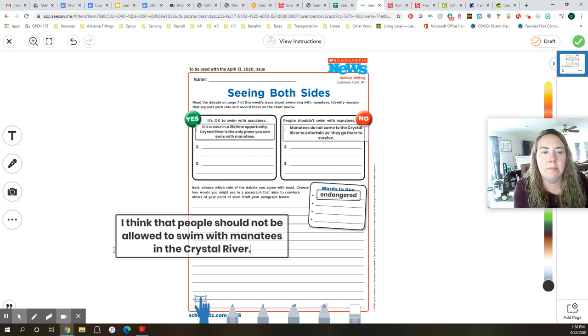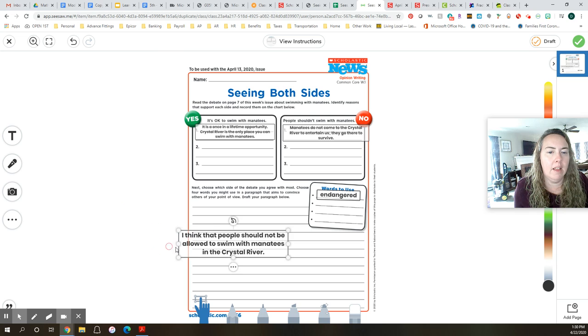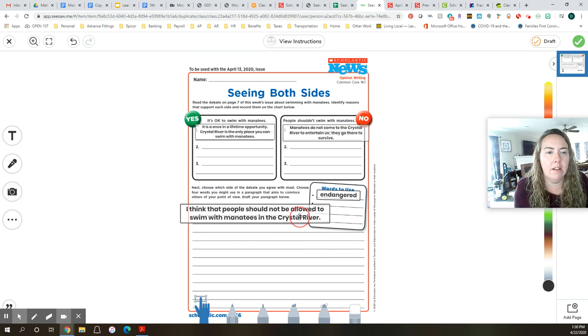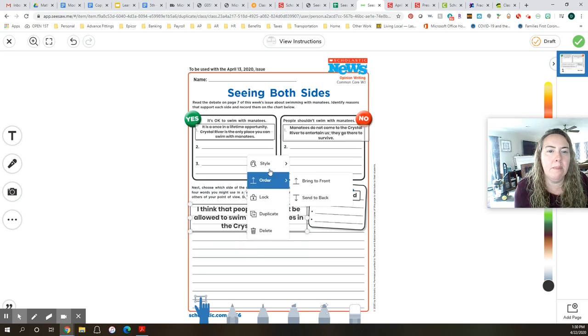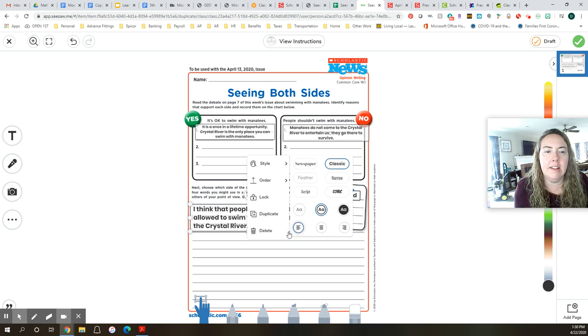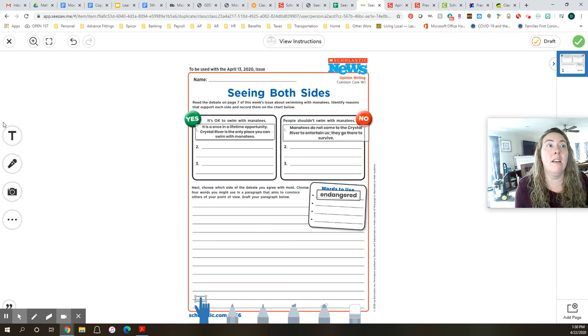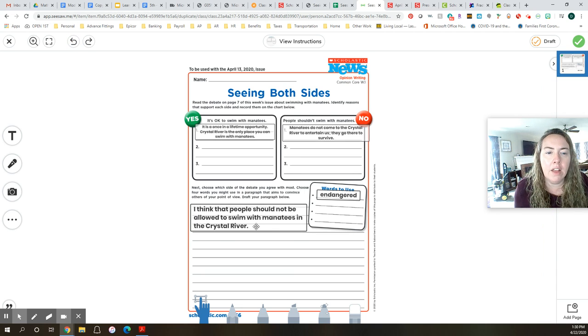Oh my gosh, look at that beautiful sentence. It's a good, complete thought. Starts with a capital letter, ends with a period. Love it, love it, love it. Definitely fifth grade looking material. All right. I'm going to make this smaller because otherwise it'll cover up my words over here. All right. The next thing I'm going to write about in my paragraph is the reasons why I think this.